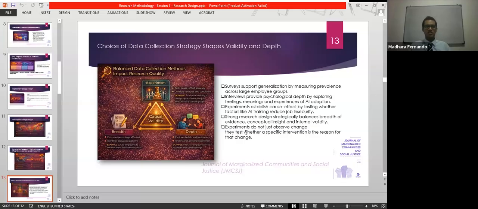Experiments do not just observe the change. Observing the change is not enough. You have to find the reason behind the change and the specific intervention. You have to decide why this change occurs. What is the reason behind this change? What are the interventions that are occurring in this organization, right? All these things you have to find in detail. Then your research will provide valuable insights to the society or to a certain organization, right?